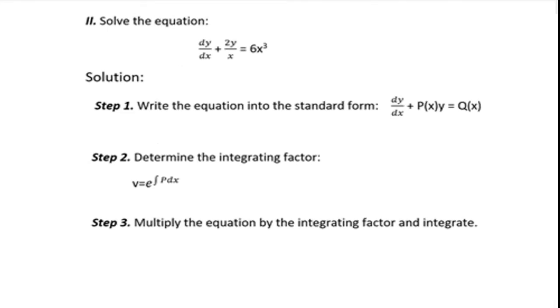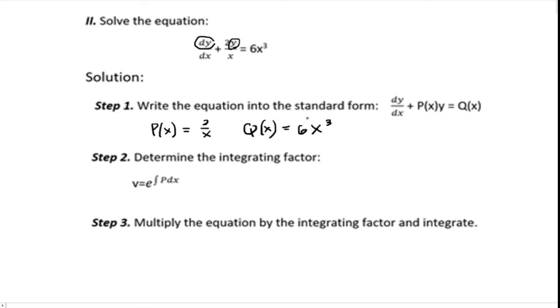Let us now find the solution of the given equation. For step 1, write the equation into the standard form. As shown, the given equation is already in standard form. This is in variable of y. We have here dy and we have y raised to the first power. From this, our value for the function p of x is equivalent to 2 over x, and our q is 6x cubed.